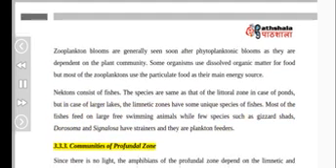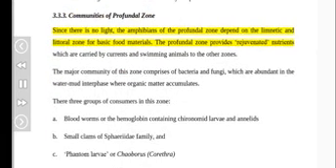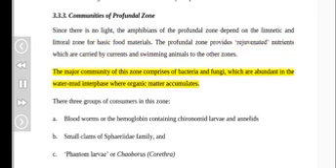3.3.3. Communities of the profundal zone. Since there is no light, the organisms of the profundal zone depend on the limnetic and littoral zones for basic food materials. The profundal zone provides rejuvenated nutrients which are carried by currents and swimming animals to the other zones. The major community of this zone comprises bacteria and fungi, which are abundant in the water-mud interface where organic matter accumulates. There are three groups of consumers in this zone.